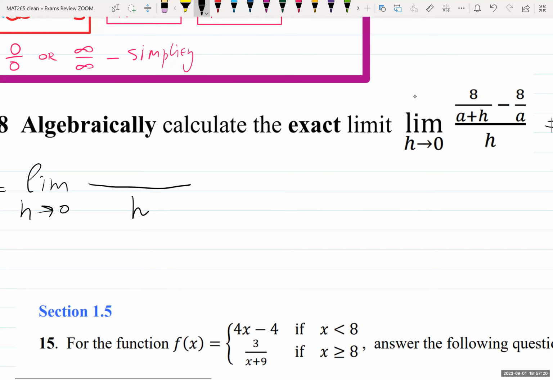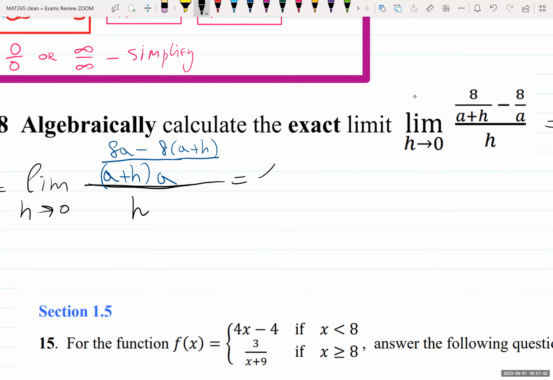So I usually color code everything in my notes as well, so I don't make a mistake. Highly recommend. At least use pencil and a pen. So now I know which fraction is where. Common denominator, multiply, then cross multiply. Some students call it this way. 8 times a minus 8 times a plus h.